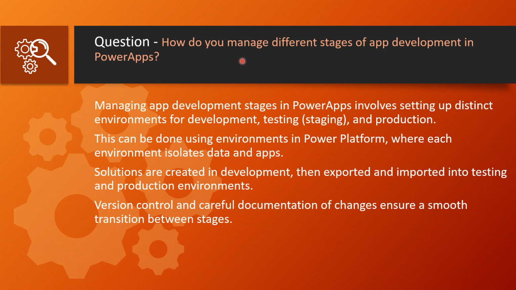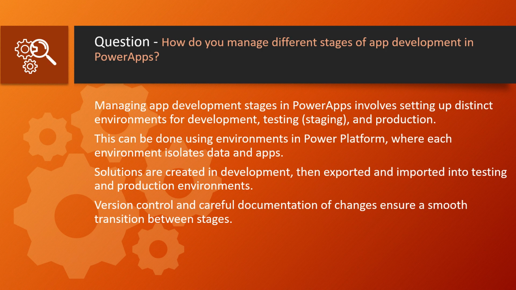So the question is, how do you manage the different stages of app development in Power Apps? Managing app development stages in Power Apps involves setting up distinct environments, like the development environment, testing environment, and the production environment. The testing environment is also known as the staging environment because it has a similar structure to production.